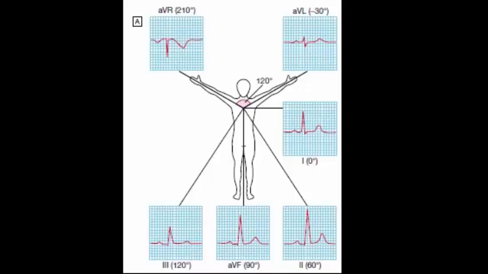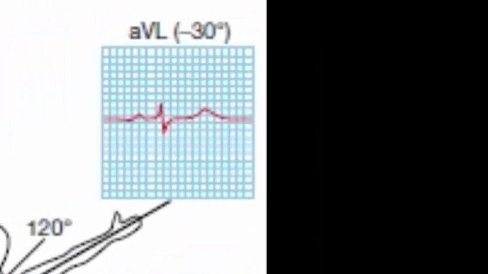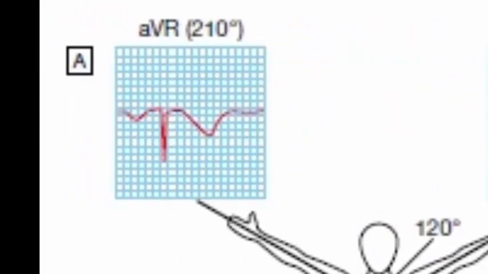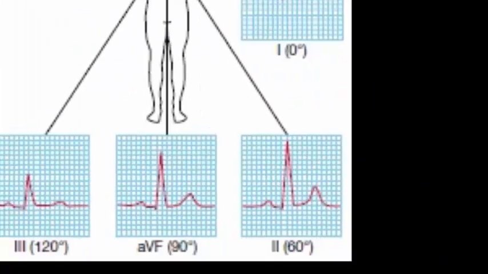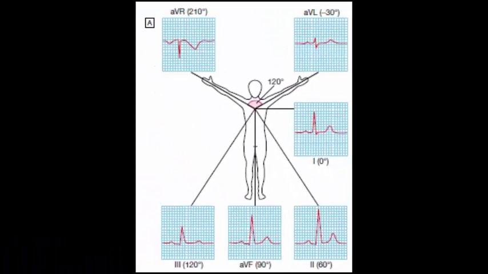In this example, the QRS complex is isoelectric in AVL, negative in AVR, and most strongly positive in lead 2. The axis lies near the positive end of the lead having maximum positive voltage. In this example, the main vector or axis of depolarization is therefore plus 60 degrees.